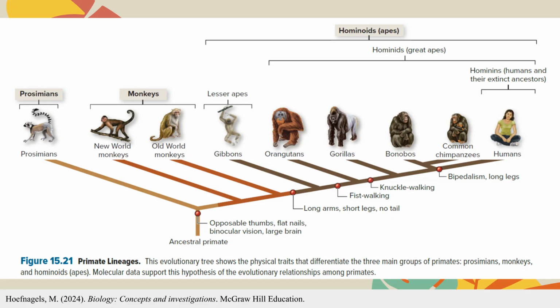This diagram shows the evolutionary relationships among primates. Primates include prosimians, monkeys, and hominoids, which are apes. Humans belong to the hominin group within the great apes. Traits such as binocular vision, opposable thumbs, and larger brains evolved earlier in primate history. Humans are most closely related to chimpanzees and bonobos, sharing a recent common ancestor. This does not mean humans evolved from chimpanzees, but that both species evolved from the same ancestral population.